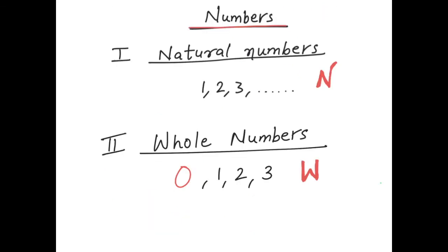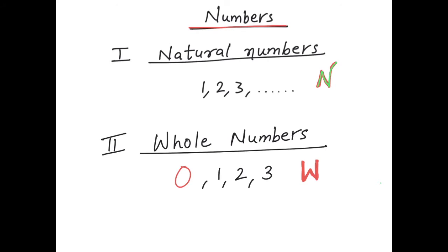So first type of number is natural numbers. Natural numbers are denoted with the letter N. And natural numbers are 1, 2, 3 and so on. So an easy method to remember them is you start counting. When you start counting, naturally it comes from 1, 2, 3 and so on.